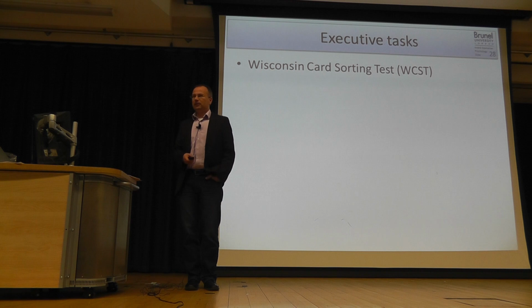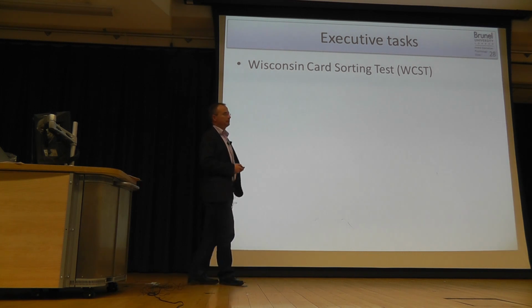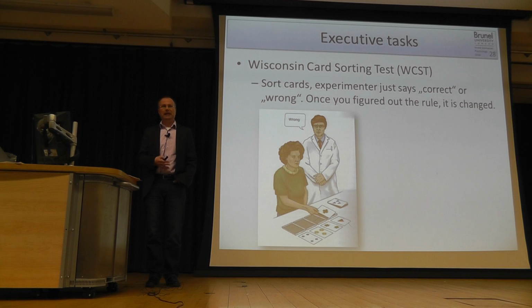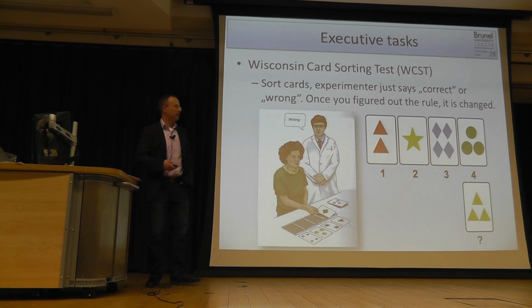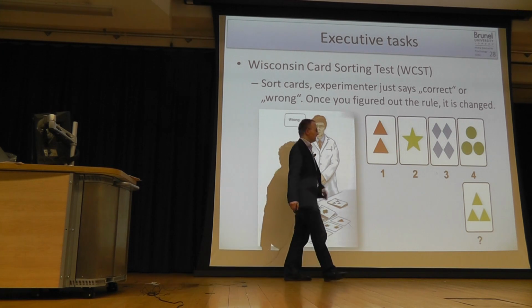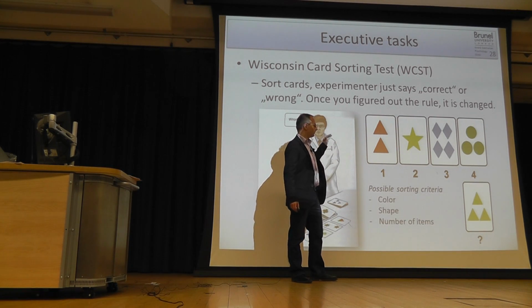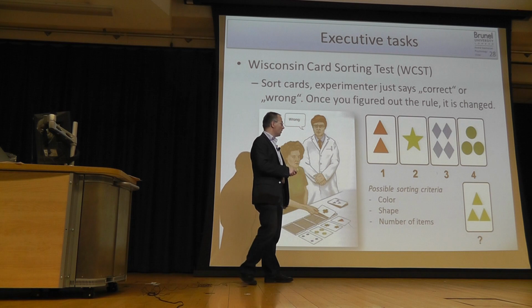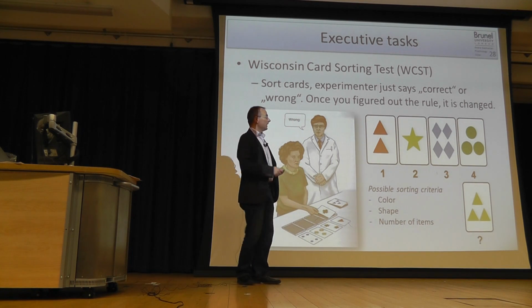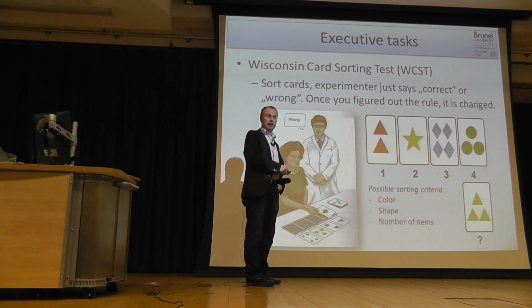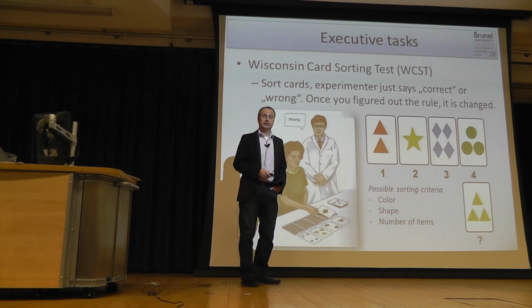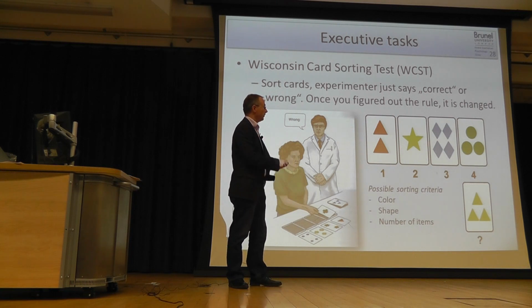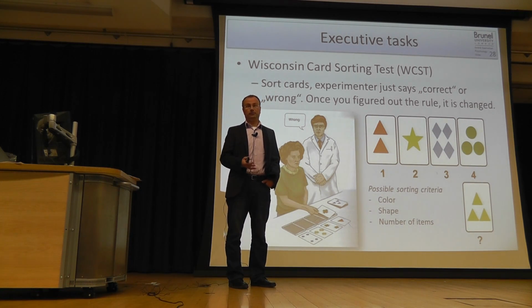Another task, which I briefly mentioned before, is the Wisconsin card sorting test. What the participant has to do here is to figure out a rule for how to sort cards. This is the typical set you have here, and you have 3 rules. You can sort cards according to color, or to shape, or to the number of items on the card. Now you have these cards in front of you, and I give you this card, and you have to sort it onto one of the piles. The point is, I don't tell you the rule. You have to figure it out for yourself. All I do is tell you, when you put it on a pile, whether you did it correctly or not.